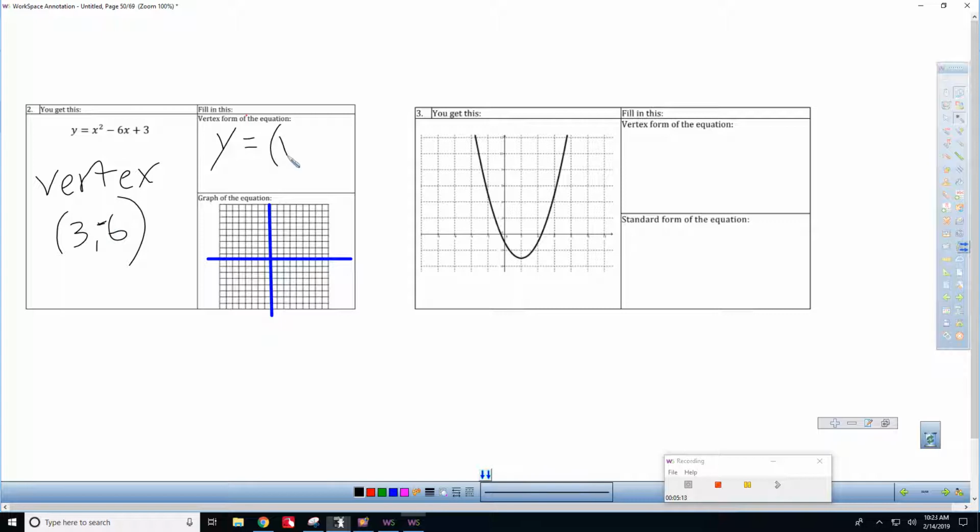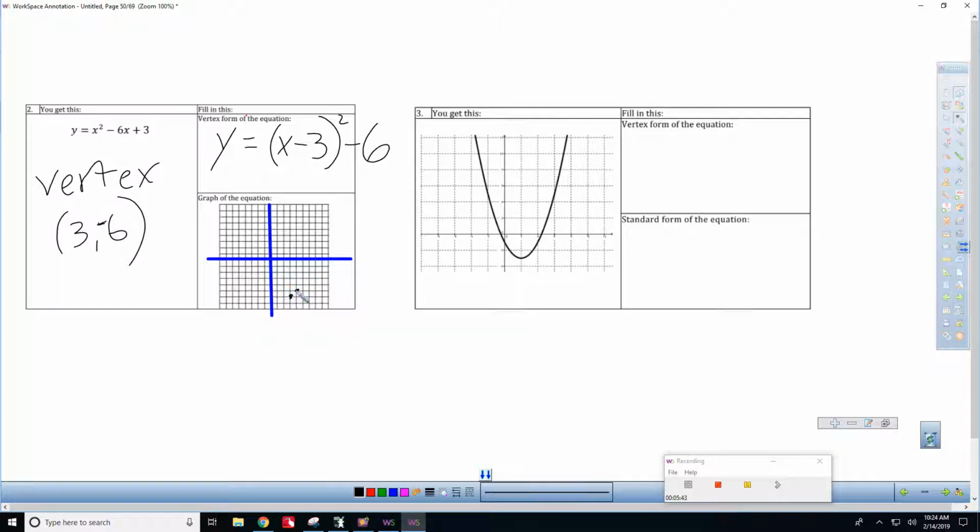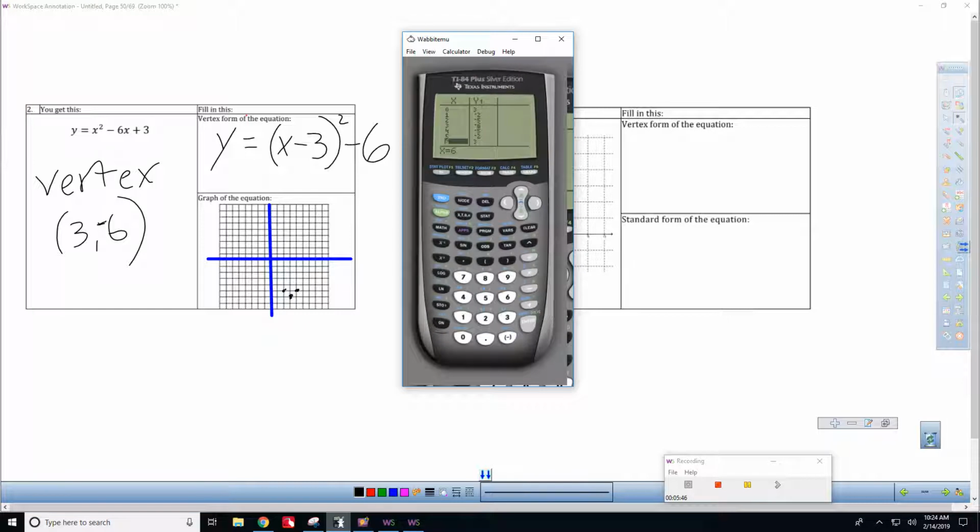So it's going to be y equals x minus 3 squared, and then minus 6. If you're confused about why that's a minus 3, come see me. You've just missed a little bit, okay? So I go right 3, down 6. 1, 2, 3, 4, 5, 6. Okay? And then I'm going to have to toggle back and forth here. 2 and 4 will both give me negative 5. Okay? 1 and 5 will both give me negative 2.